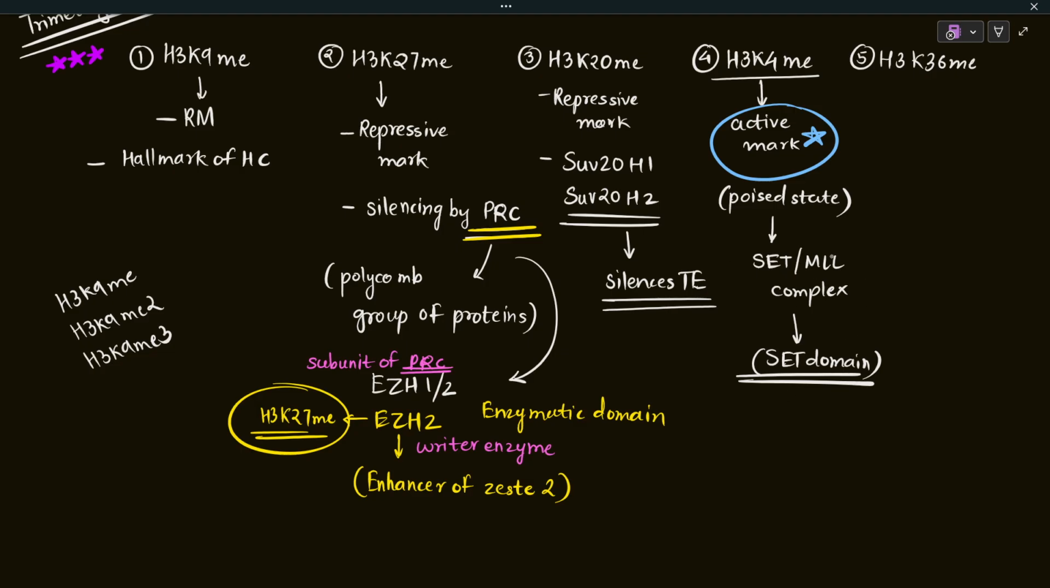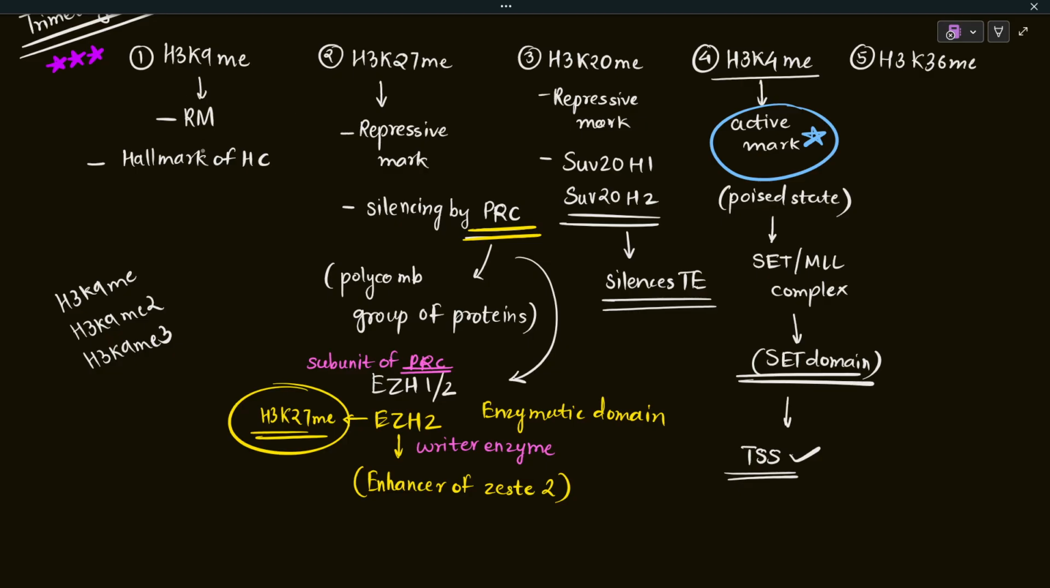And by the SET or MLL complex, the H3K4 methylation mark is added at the transcription start sites. At the transcription start site, this mark is added, and it denotes the activation of a gene. So obviously you will need the active mark at the point where the activation of a gene is needed, right? And that is why it is done at the transcription start site.